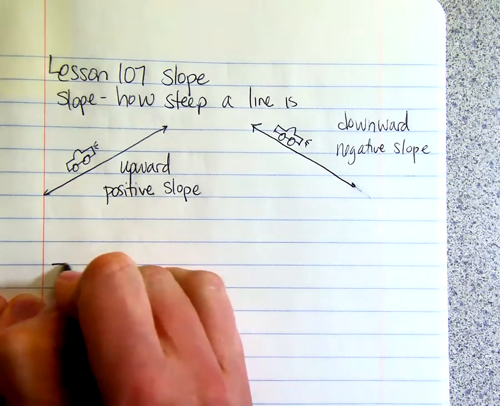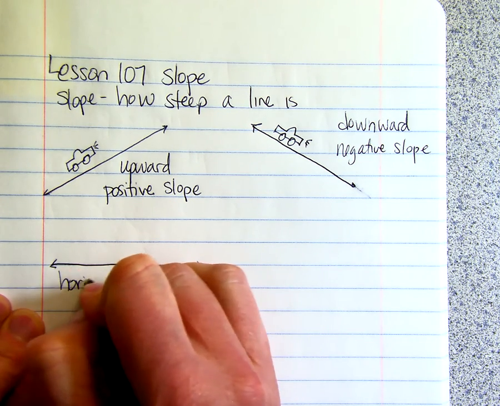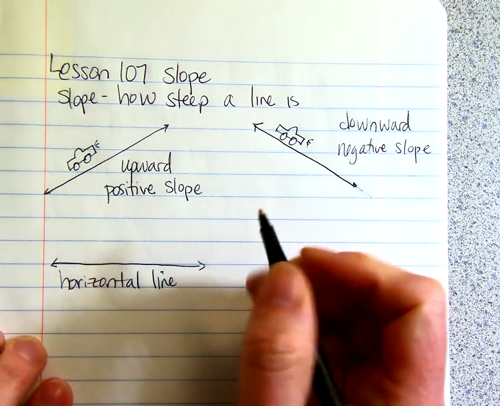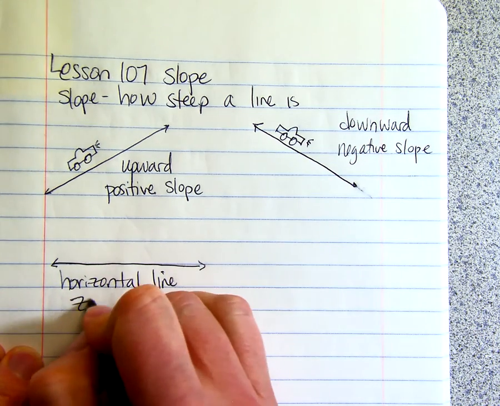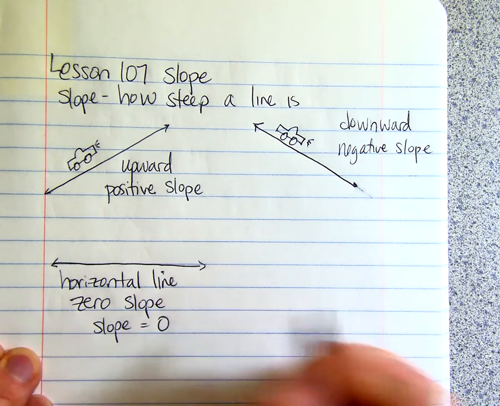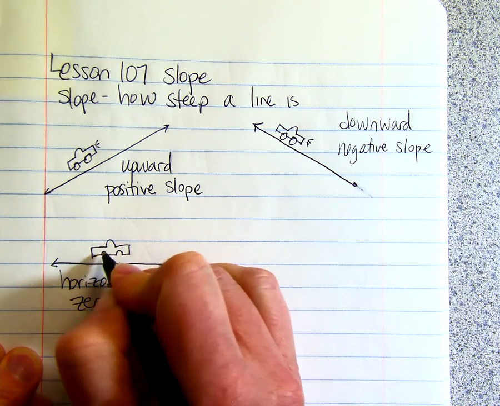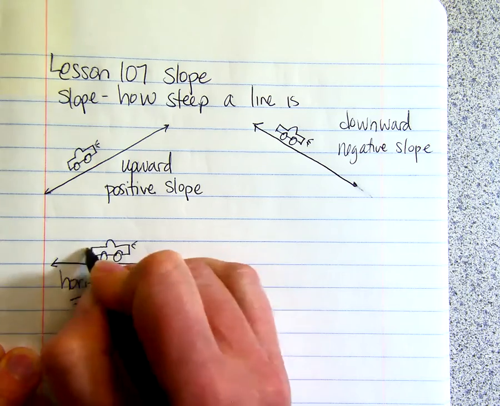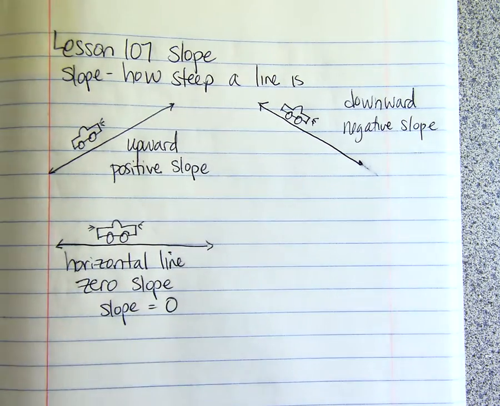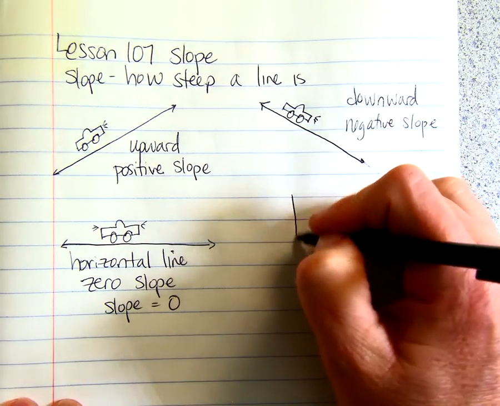Now, if you have a horizontal line, it has a 0 slope. In other words, the slope itself will equal 0. So we can just draw a car. I like to put a car that can drive in either direction. So we can go front or forward. So, horizontal line.